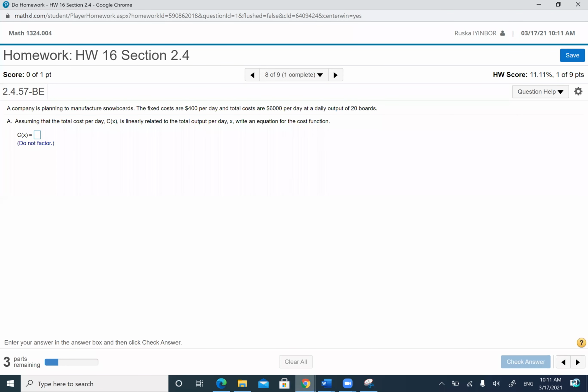Okay, so this is where they're talking about the cost function. Let's talk about the cost function. A company is planning to manufacture snowboards. We did this before when you have fixed cost and variable cost. So the cost function is the fixed cost plus the variable cost. I need to find the equation for the cost function. So here we have the total cost is linear.